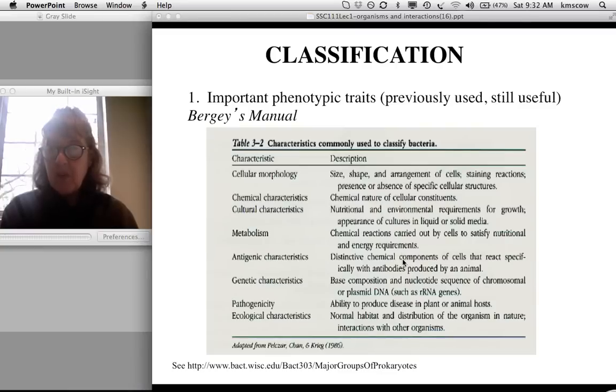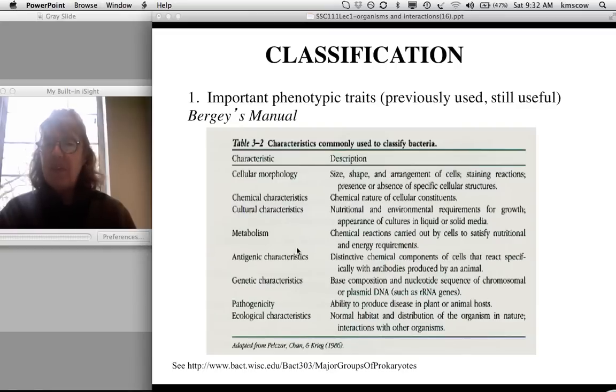People used to use antibody approaches to identify organisms in soil, before we had the molecular tools. Genetic traits we already know, and then also just these traits of what they do, you know, whether they're a pathogen or what they do in nature, their ecological characteristics.